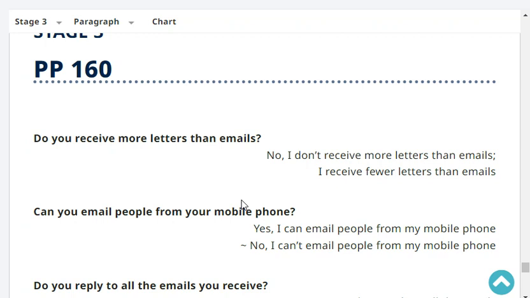Can you email people from your mobile phone? Yes or no? Yes, I can email people from my mobile phone. Very good.